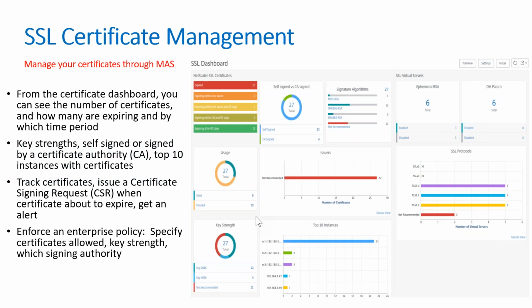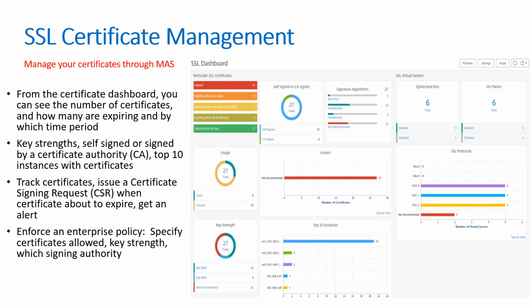So within MAS, you can get a dashboard view of all this type of information. You can come here, you can see how many certificates have expired. You can see whether it be within the last 30 days, coming in the next 90 days, all different types of cadences.